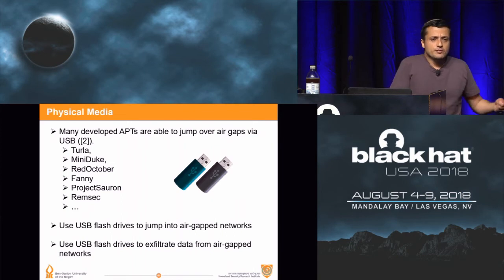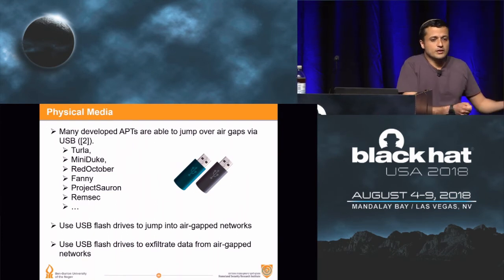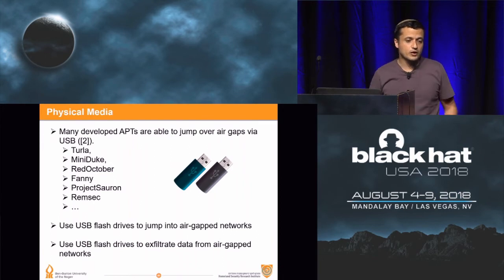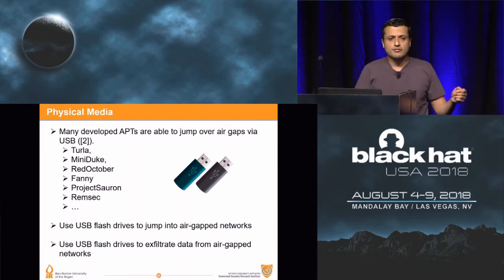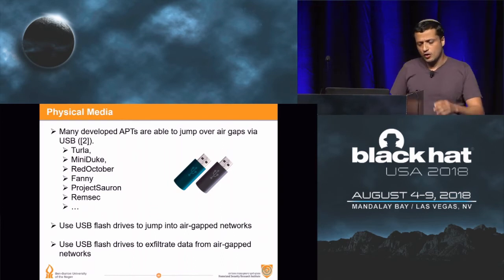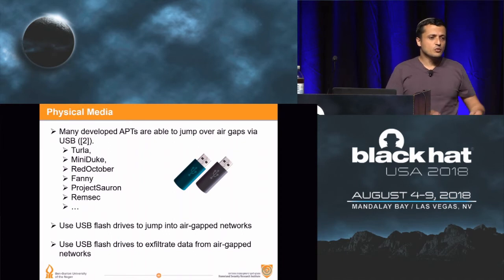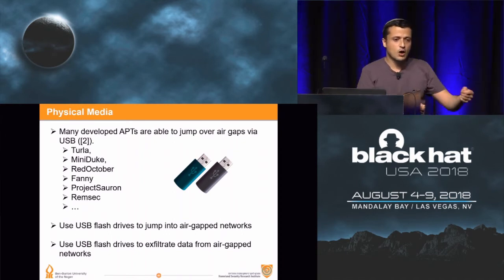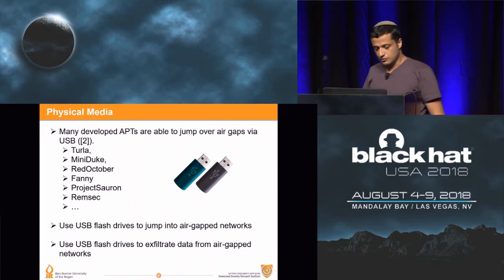Physical media, usually a flash drive or similar, are commonly transferred from an internet-connected computer into the internal air-gapped network, and from the air-gapped network to an internet-connected computer, to transfer files, data, and so on. So attackers can exploit this to slip a payload into the air-gapped network or to exfiltrate data out by hiding data or a payload in the USB flash drive.